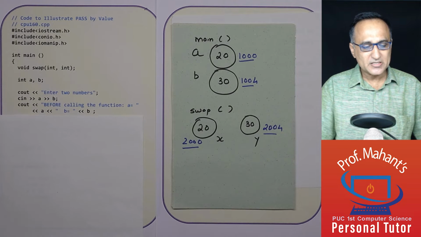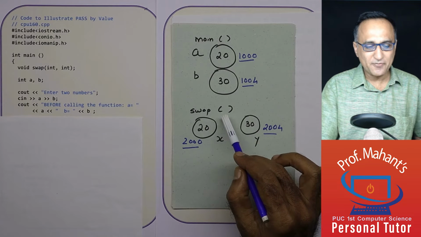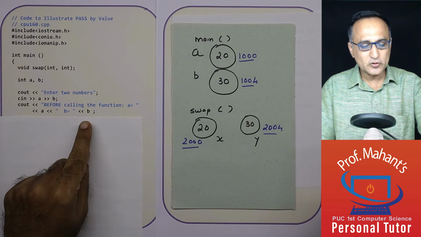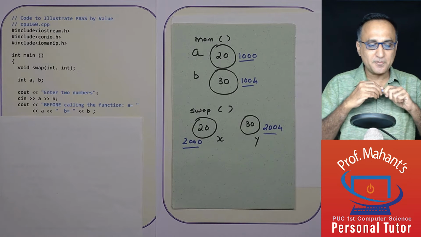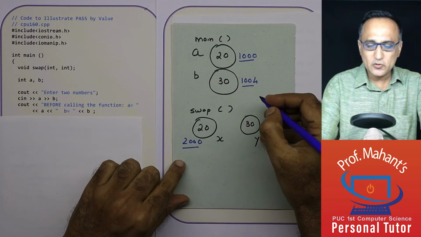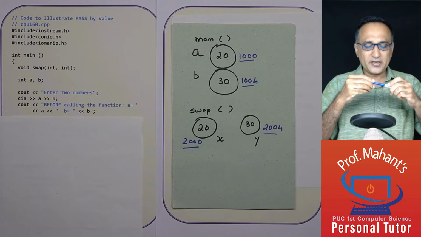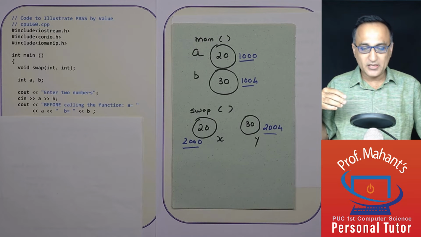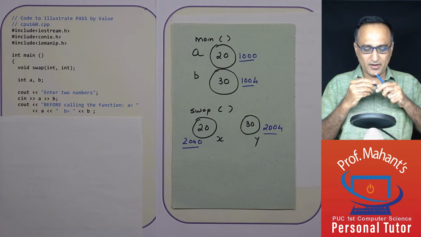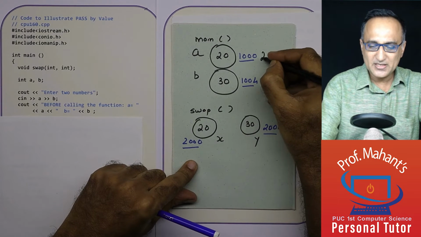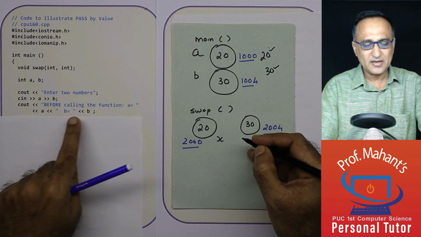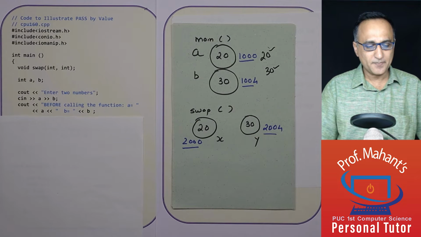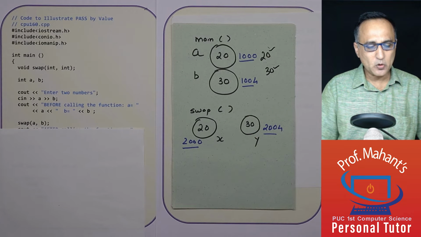Then, before calling this swap function and passing the values of A and B, I am printing the values of A and B in function main. When I print the values of A and B, I expect it to print 20 and 30 because those are the values I have really entered. So let us say it prints 20 and it prints 30. That's what this statement is doing. Now I am calling swap A comma B.